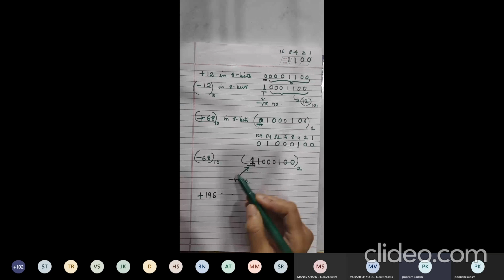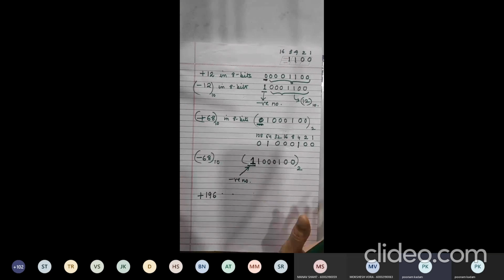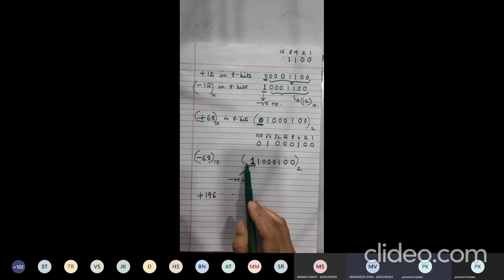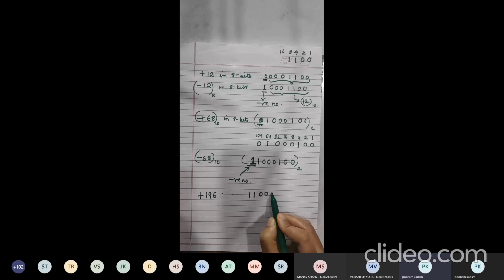196. The moment I say plus 196, I require one more bit. I cannot write plus 196 using these many bits, using 8 bits. Okay. Is that clear? This is a negative number. This is negative because MSB is 1, which indicates a negative number. If you want to write plus 196, it will be 11000100 and then one more 0 over here. This is what is plus 196.